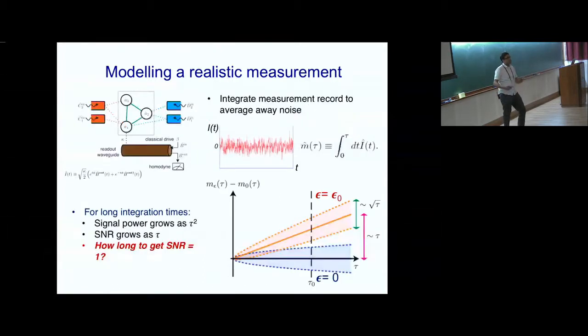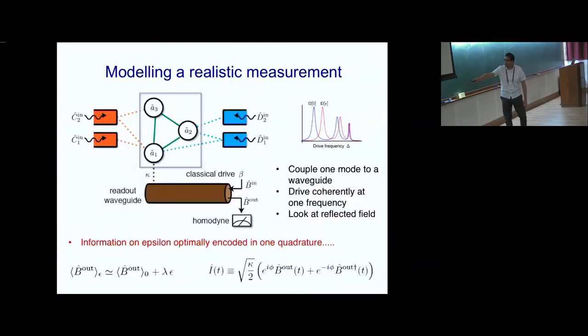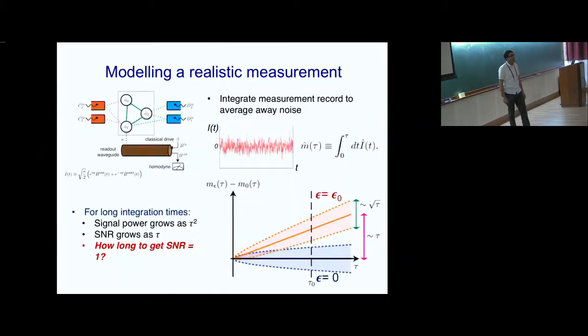The last thing is, we've got the fluctuations, we're modeling a real measurement, the thing that you're measuring is this homodyne current. How do we actually quantify how well the measurement is doing? This is what you see in the experiment. You see a bunch of noise. To learn about epsilon, what are you going to do? You're going to take the time average of that output current for some measurement time tau. And the hope is that by doing that average, you average away the noise, you leave the signal.